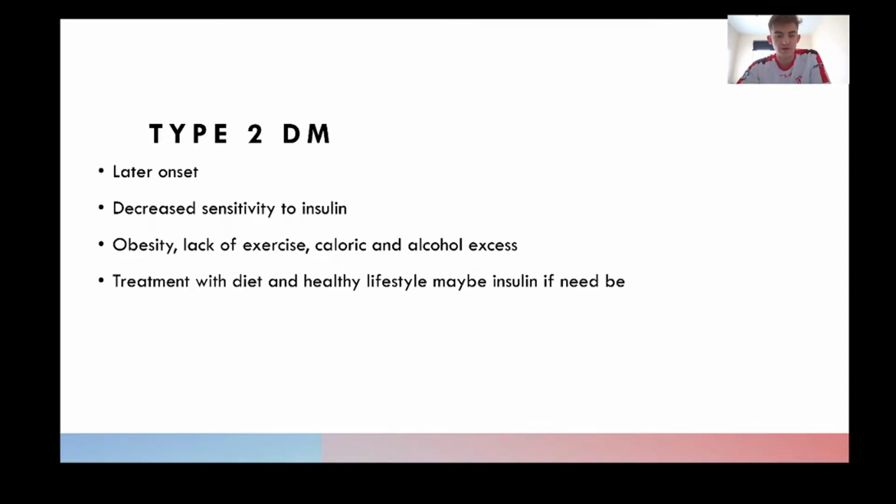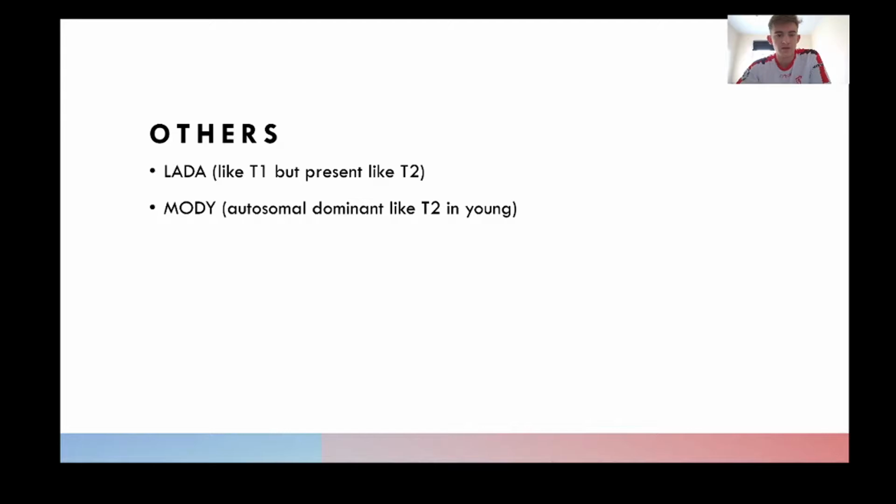However, it is seen that type 2 runs in families more than type 1. It can also be alcohol excess as well, and the treatment is basically with diet and healthy lifestyle and insulin if need be as well. However, it's seen in a lot of papers that you can easily reverse this type 2 diabetes with diet and a healthy lifestyle. So we've got these two others.